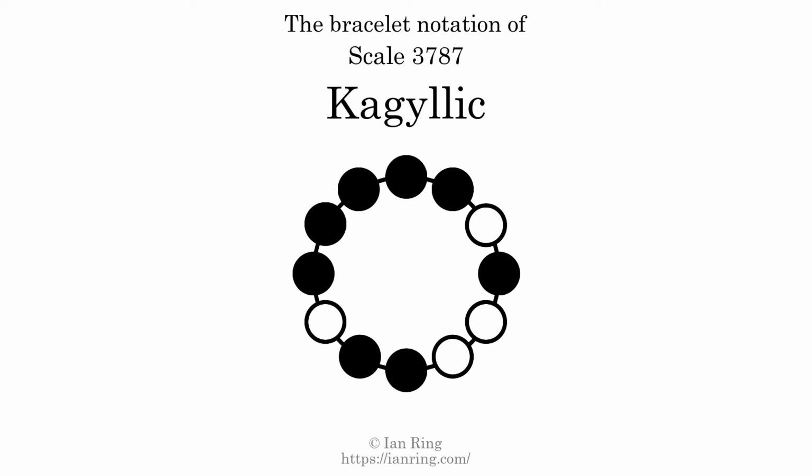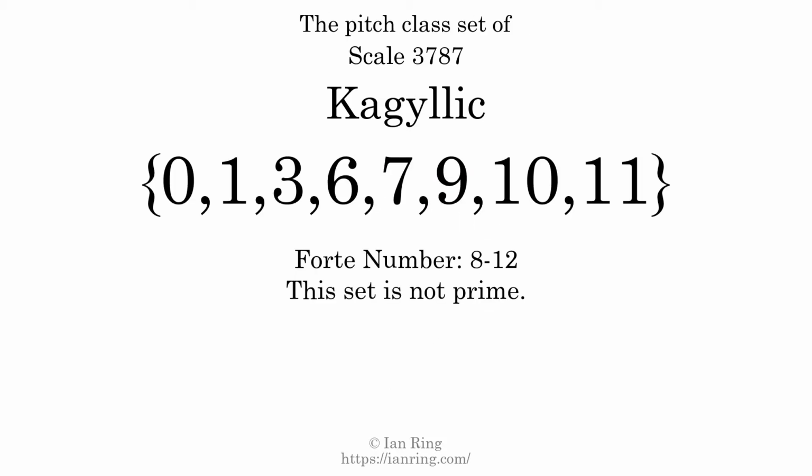This is a bracelet notation diagram of scale 3787. The shaded circles represent tones that appear in the scale, and they are read clockwise, starting at the top. The pitch class set for this scale is 0, 1, 3, 6, 7, 9, 10, 11. The forte class is 8-12. This set is not prime.